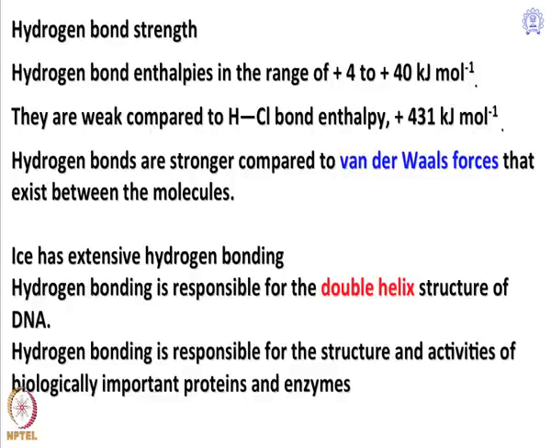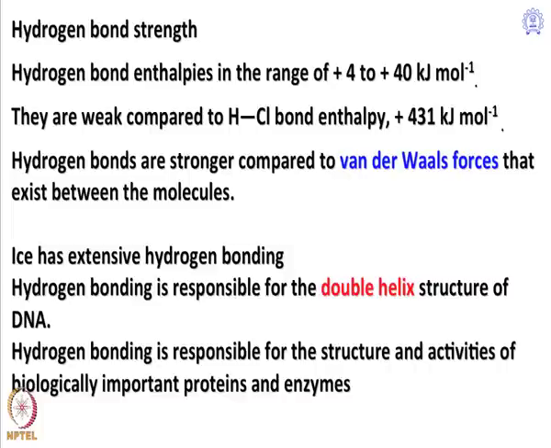So, hydrogen bond strength is very weak compared to the HCl bond enthalpy. Of course, we cannot compare it with 431; that is very weak, and in the case of HCl the bond enthalpy is about plus 431 kilojoules per mole. So, hydrogen bonds are stronger compared to van der Waals forces that exist between the molecules. Ice has extensive hydrogen bonding.